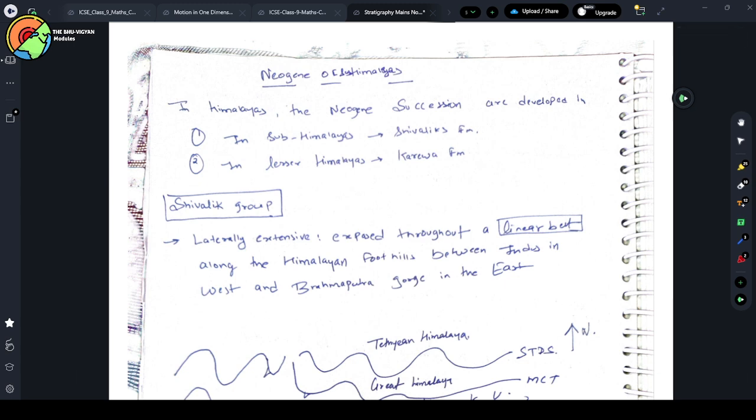Okay. Now, if we go to the Neogene of Himalayas, the Neogene of Himalayas is divided into two parts, sub-Himalayas and lesser Himalayas. So sub-Himalayas include Shivalik formation and lesser Himalayas include Karewa formation.